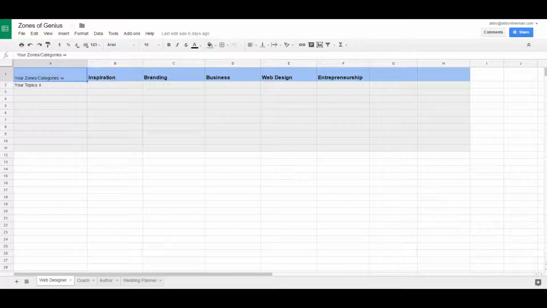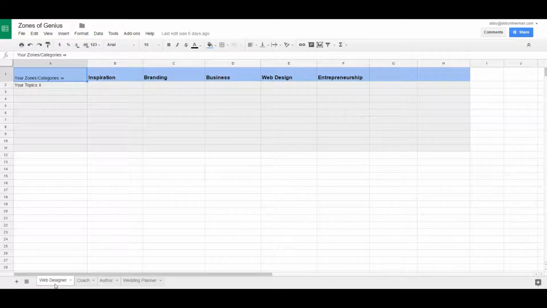So I'm going to do a little screen share with you and demonstrate how you can come up with your zones of genius, and then show you how you can take that and come up with additional blog categories for your business. We're going to walk through about 4 examples of how to identify your zones of genius. If you look down at the bottom here, you'll see that I have 4 possible business owners here, and so we're going to just kind of walk through how you would do that for different types of businesses.